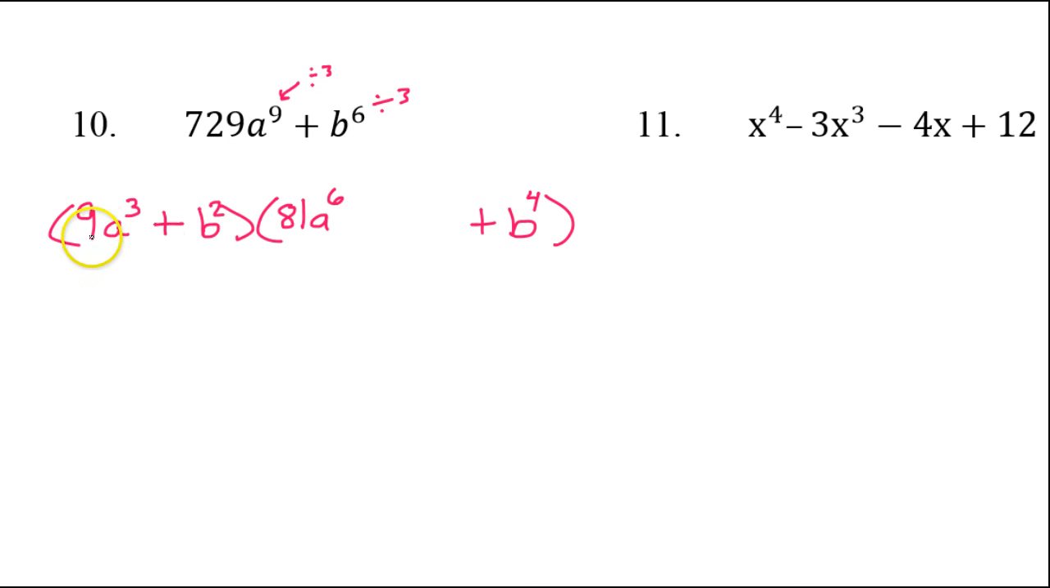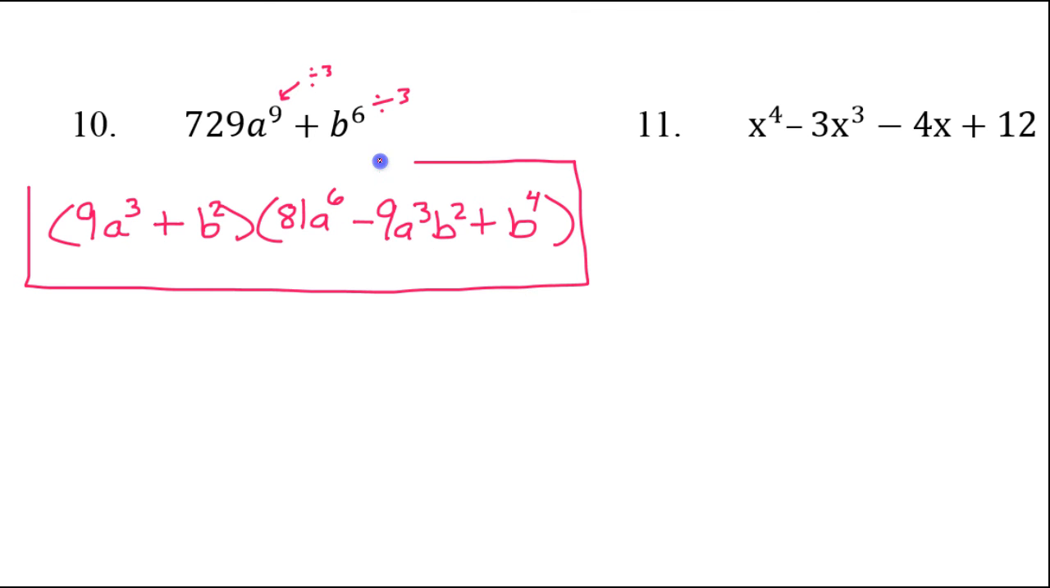For the middle term, you multiply these. So that's going to give me 9a cubed b squared. But the sign should be opposite. So I'm going to put minus 9a cubed b squared. Same, opposite, always positive. And so that's it. That's how you do number 10.